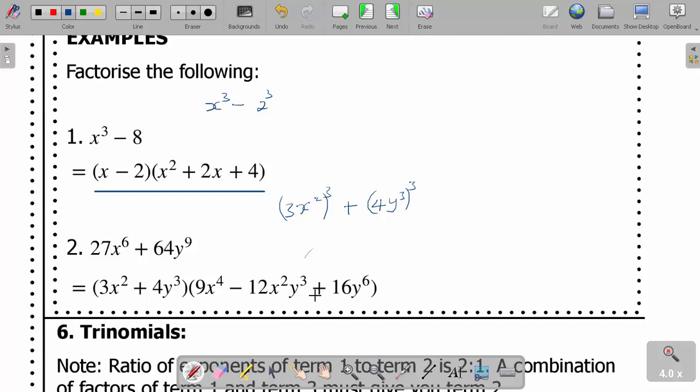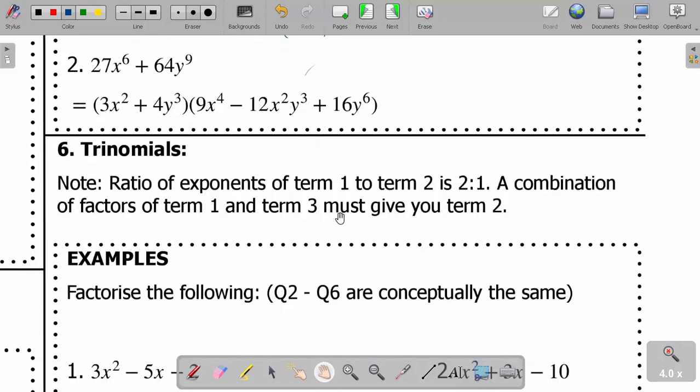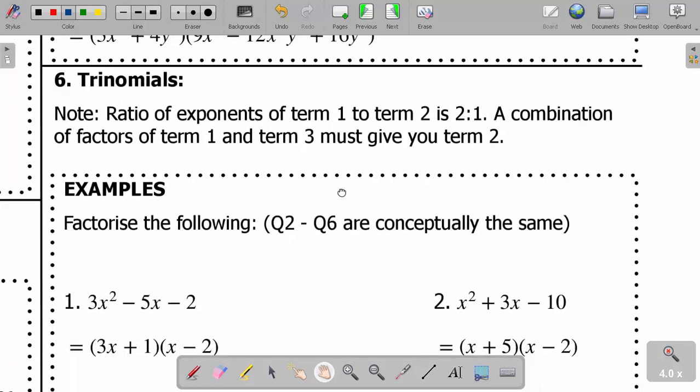Let us continue with the trinomials as well. Now with trinomials, the ratio of exponents of term 1 to term 2 is 2 to 1. A combination of factors of term 1 and term 2 must give you term 2. If you combine the factors of the first term and the second term, you must get the middle term. Okay, let us see how to factorize this.